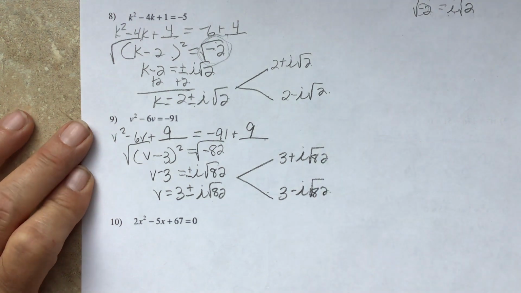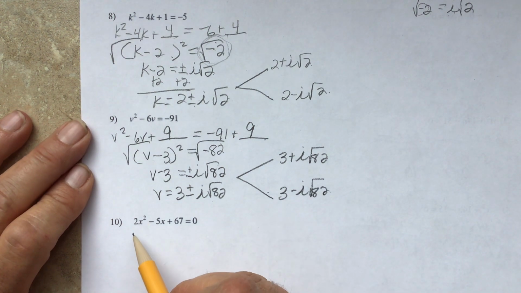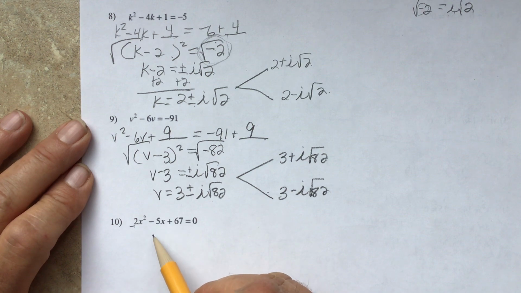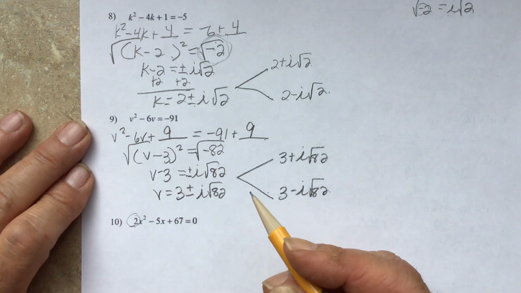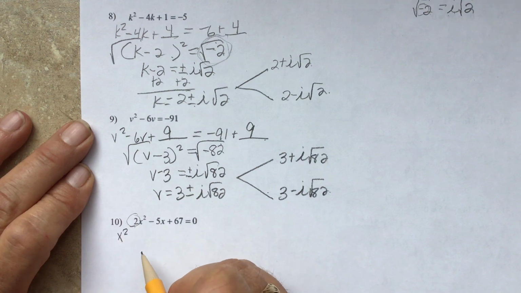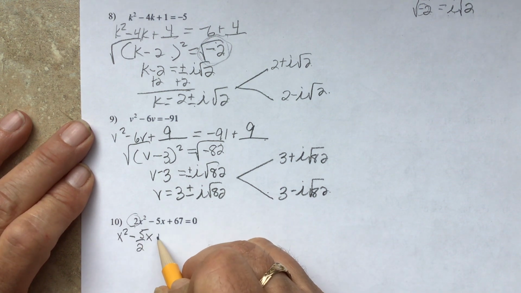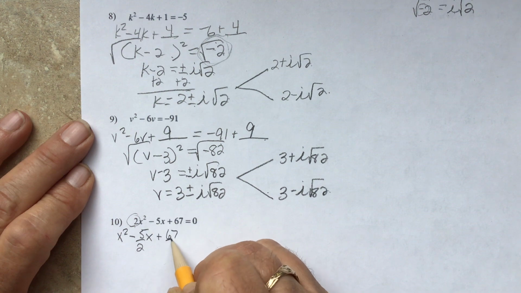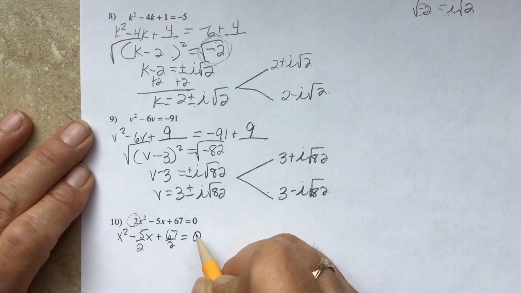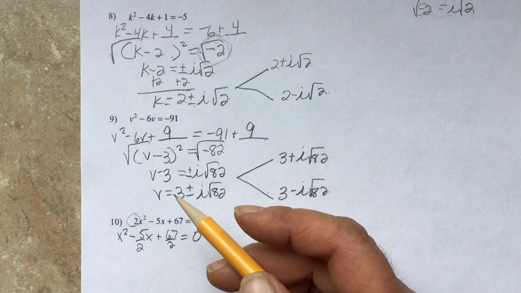Okay, now, this one is going to get really hard. Right, we have a leading coefficient of 2. So we have to divide each piece by 2. So I have x² − (5/2)x + 67/2 = 0. I highly recommend that you leave these as a fraction. Okay, so now we have a leading coefficient of 1.